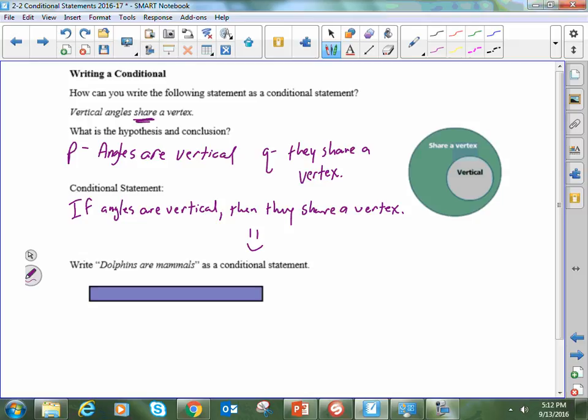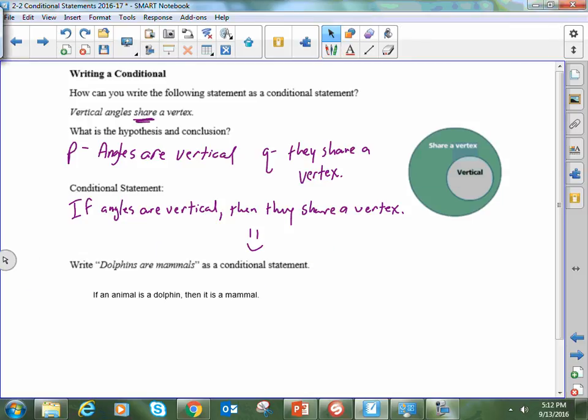Now, my conditional statement looks like this. If an animal is a dolphin, then it is a mammal. So clearly I'm adding here the words an animal. Those two words are definitely not in the original sentence, but adding them really does help the sentence actually make sense. And you don't want to say if a dolphin or if dolphin. We need some kind of structure to our sentence. So if an animal is a dolphin, then it's a mammal.